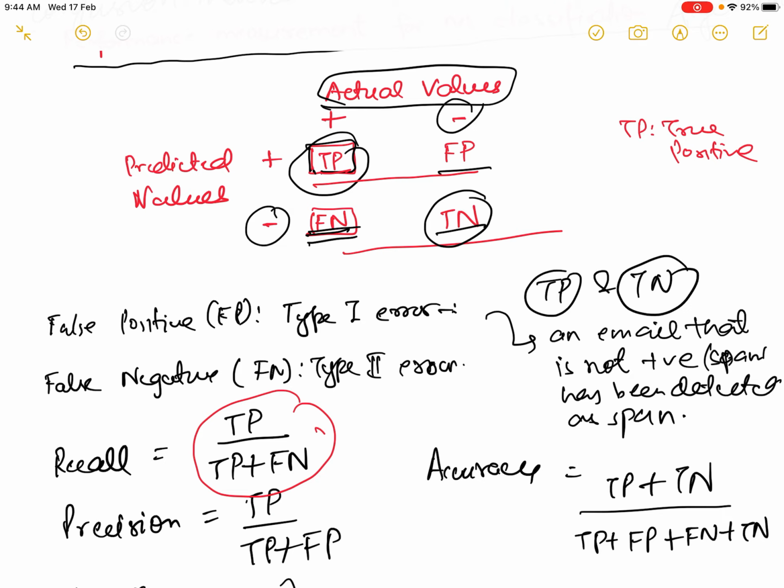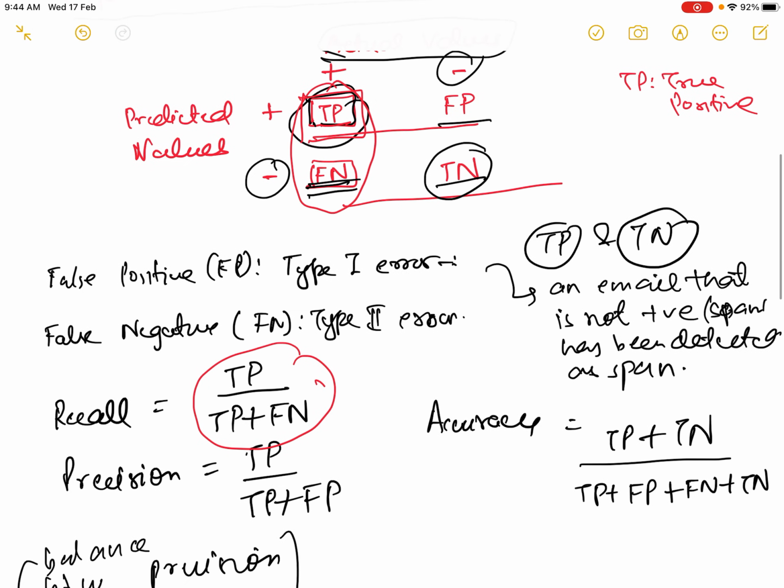So it means, out of all the actual positive values, how many I have been able to predict correctly as positive. So that is recall. You understand it is good that we should have high recall. You understand that? Okay. Now let us see what is precision.